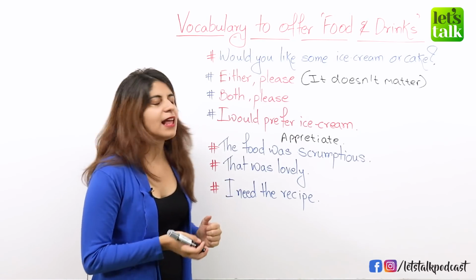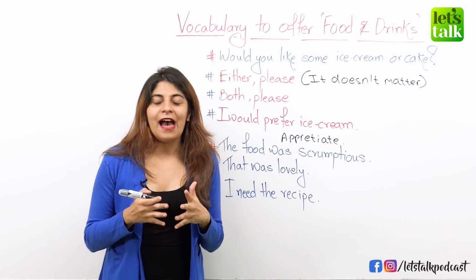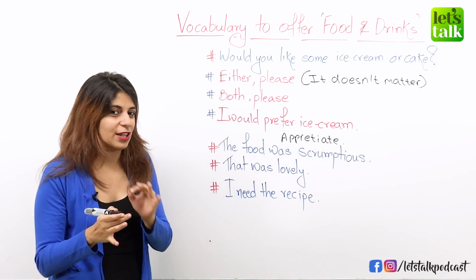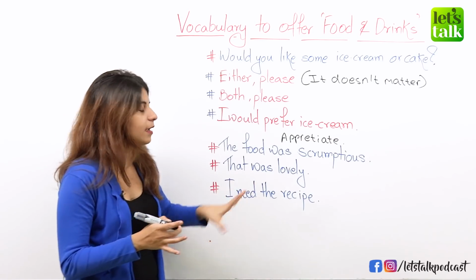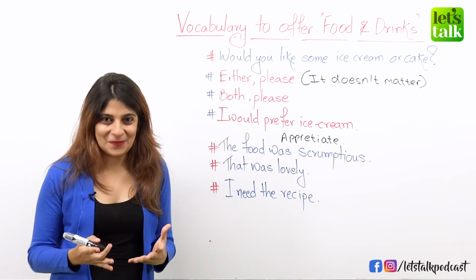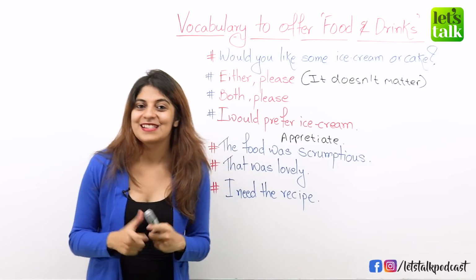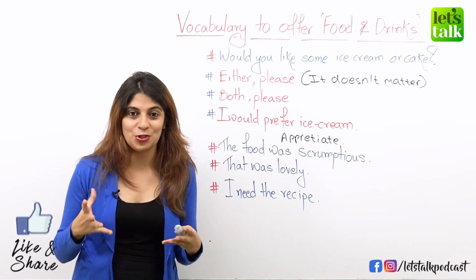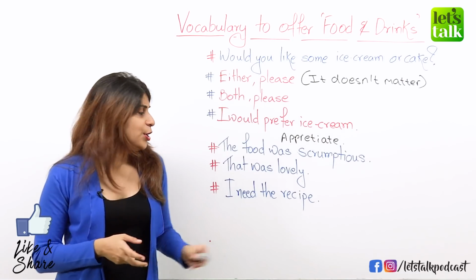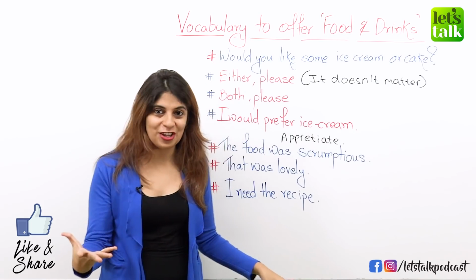You can also say that was lovely. So probably you loved the cake and you loved the taste of it. So particularly if you would like to appreciate the cake, then you would say, oh, the cake was lovely, or that was just lovely. Okay, and then the last way is, I need the recipe. So if you really liked what you ate and probably you are not that great at it, you can ask for the recipe. So this is also another way of appreciating.